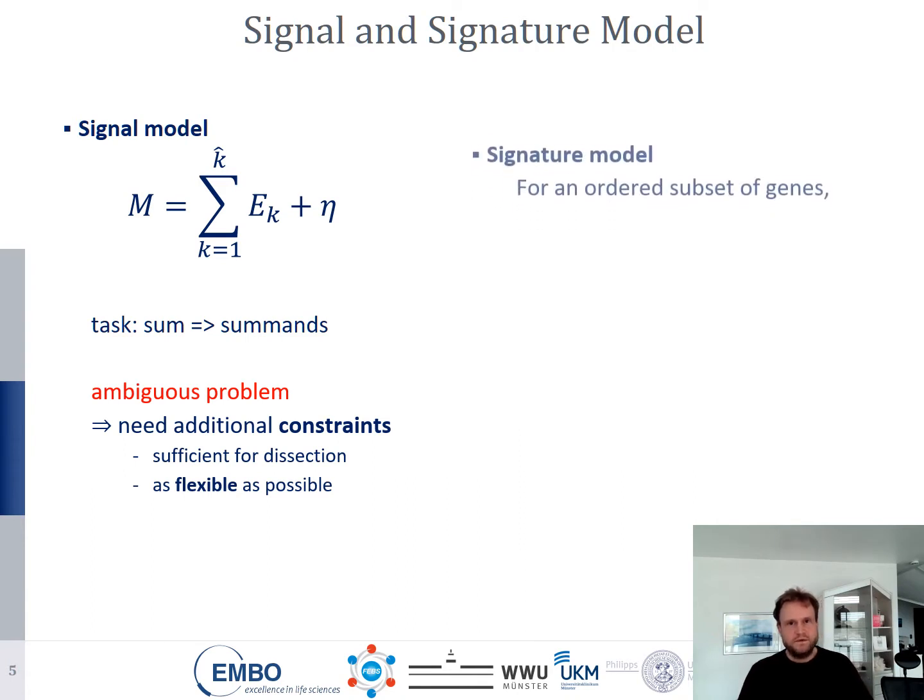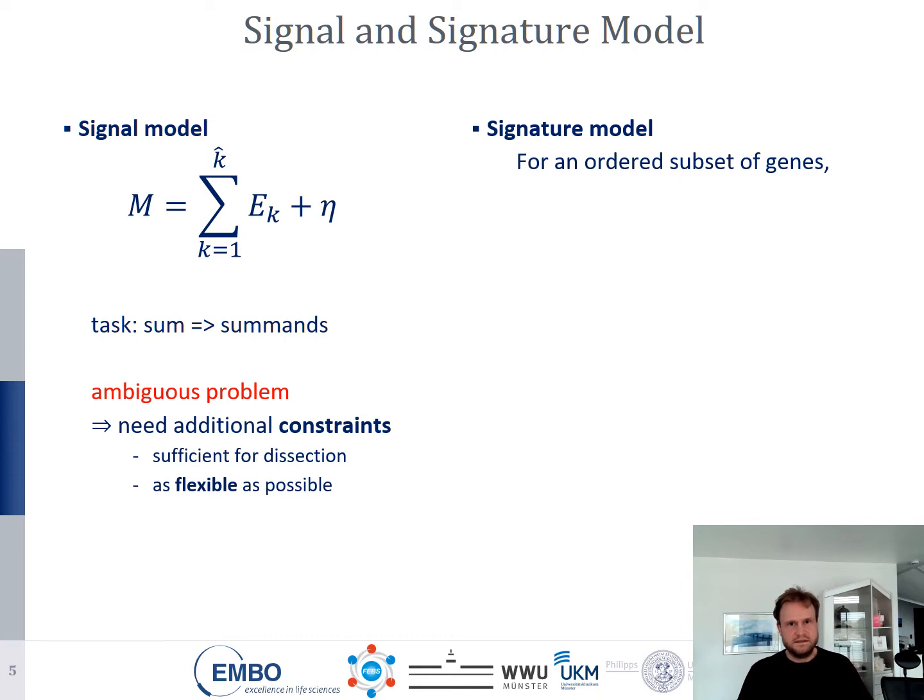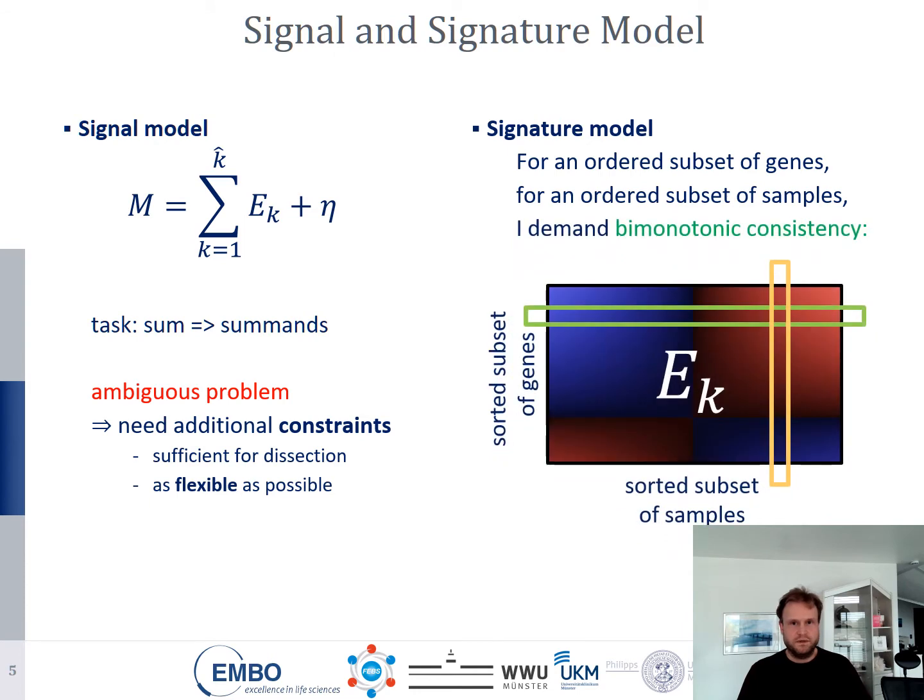And my idea was to use a consistency which is defined as follows. For an ordered subset of genes, which is initially unknown, and for an initially unknown ordered subset of samples, I demand bimonotonic consistency. Sounds complicated, but essentially only means that for the gene rows and the sample columns, the E_k is in each row and each column monotonic. And all other rows that do not participate in this signature are zero.